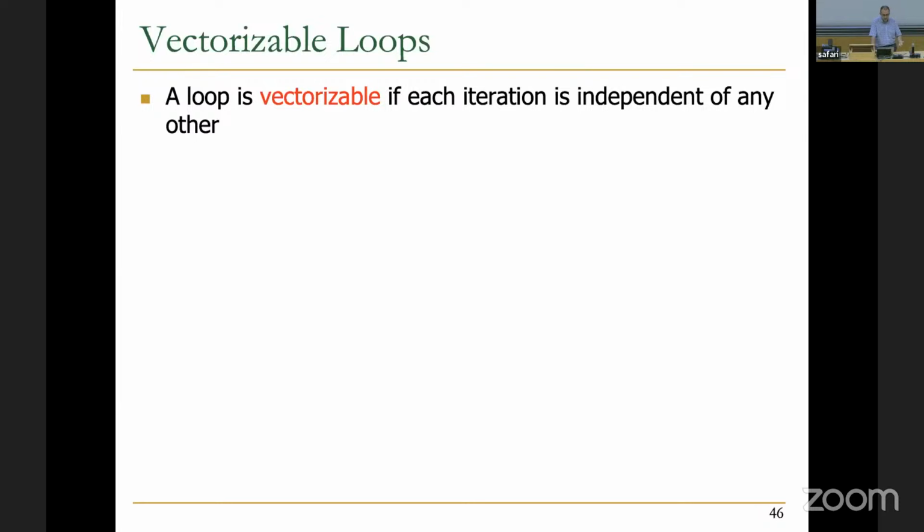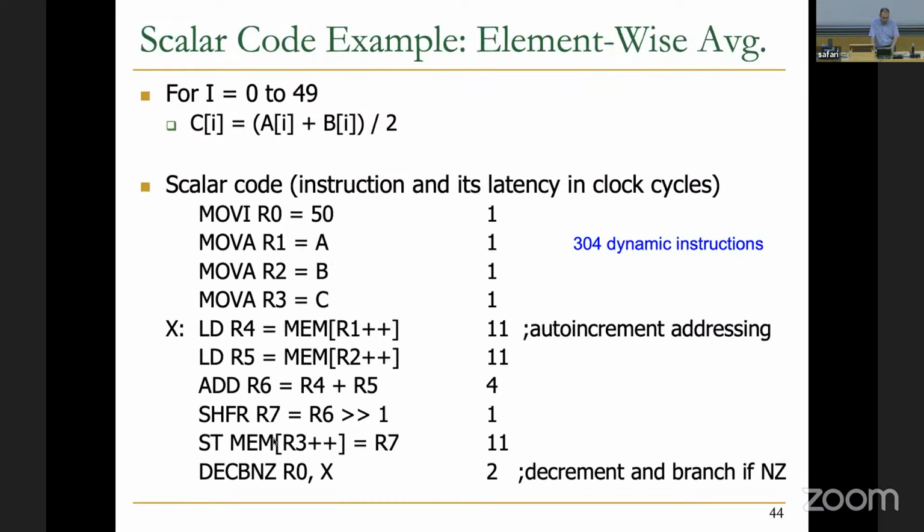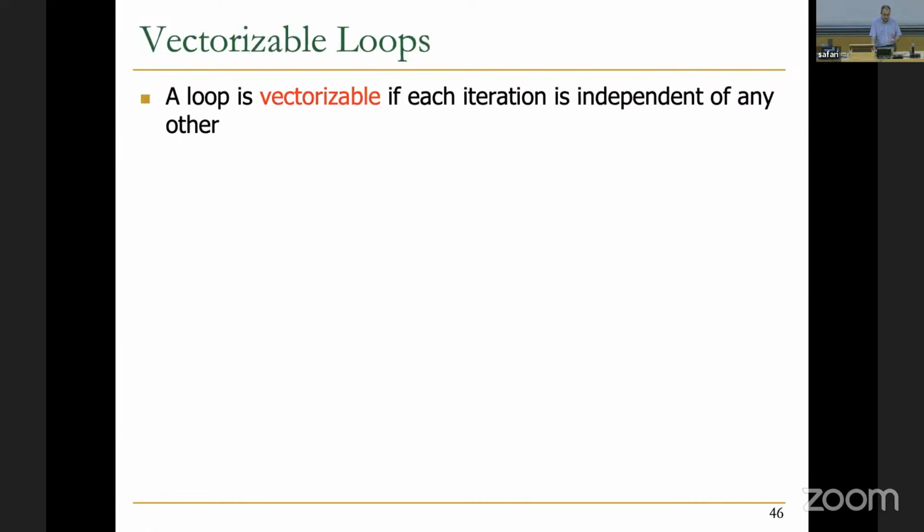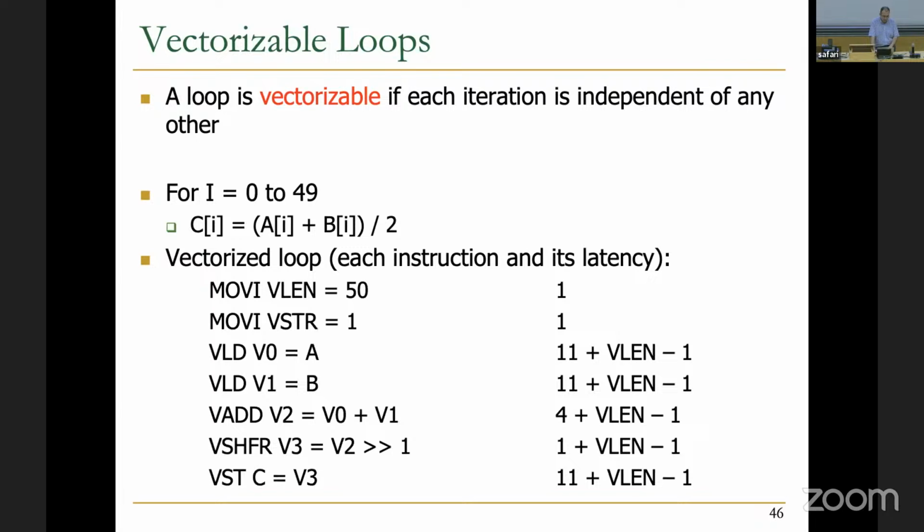Now let's see how we can improve it with a vector processor. A loop is vectorizable if each iteration is independent of any other. In this example that is actually the case. Every iteration is independent of the next iterations. So it's easily vectorizable. What we can do here is move 50 to our vector length, assuming that our vector registers can store 50 elements. So your vector length is 50, and your stride we consider as 1 because we assume that these 2 vectors are consecutive in the main memory.